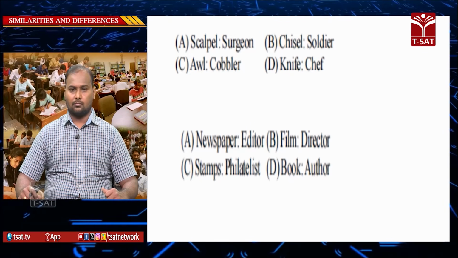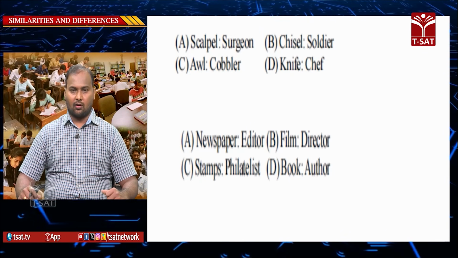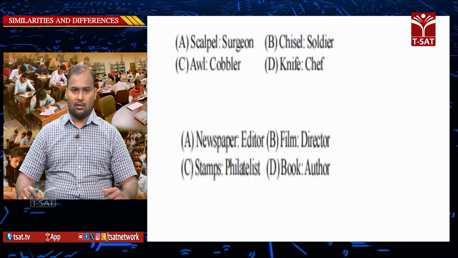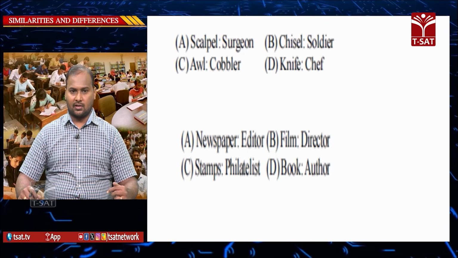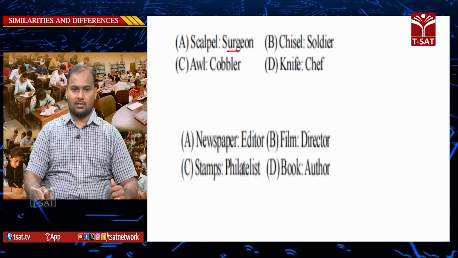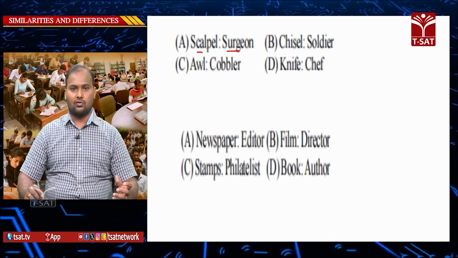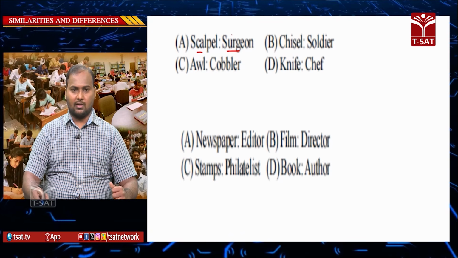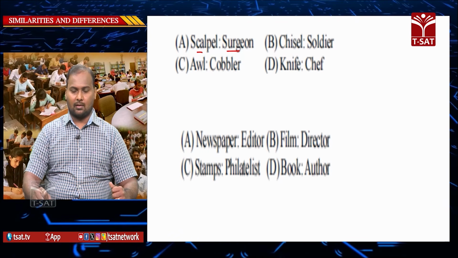Let's see the next question. In this question: scalpel surgeon, chisel soldier, awl cobbler, knife chef. The moment I see this question, there is a surgeon, means one person is there and the instrument is there. So on the right side you have a person, on the left side you have an instrument that is used by the person. For example, scalpel is used by a surgeon because a surgeon uses a scalpel.